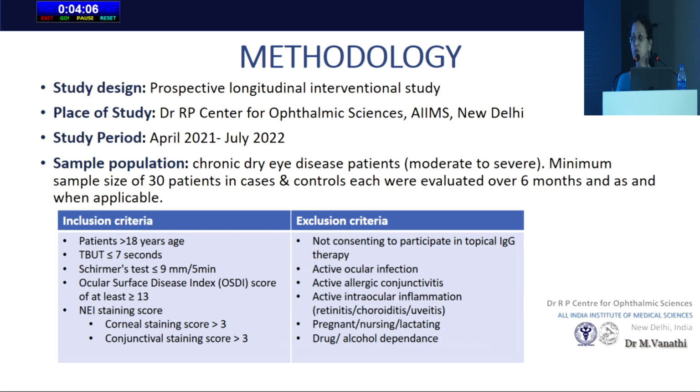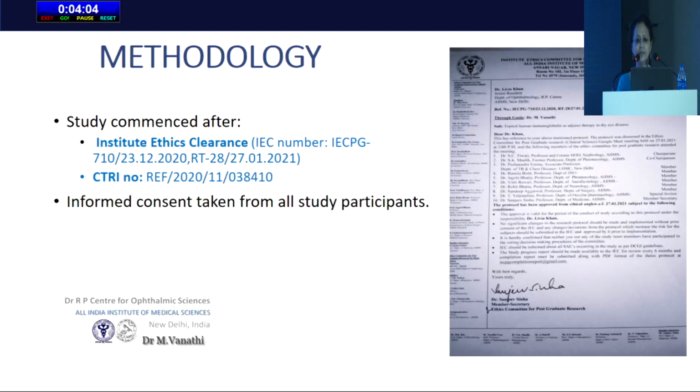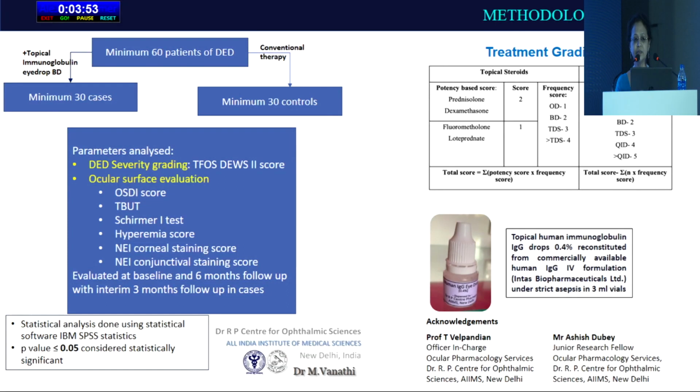The inclusion and exclusion criteria are as described here. The study commenced after obtaining Institute Ethics clearance, and CTRI registration was also obtained. Informed consent was taken from all study participants. The flowchart of our study is as depicted. We looked at a minimum of 60 patients, 30 cases and 30 controls, with moderate to severe dry eye disease.